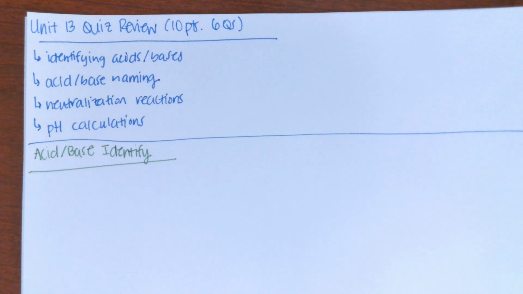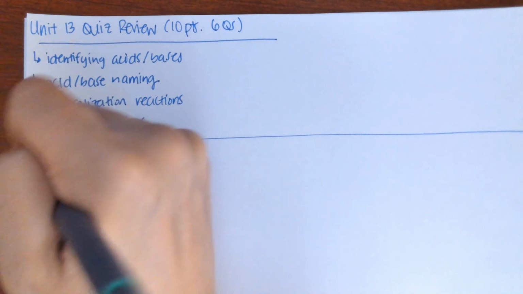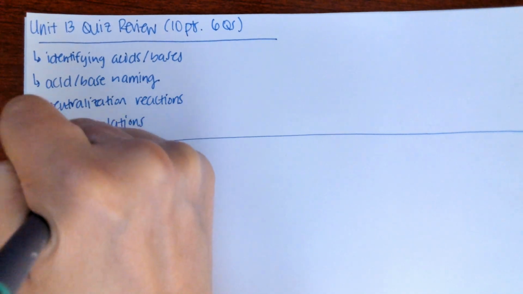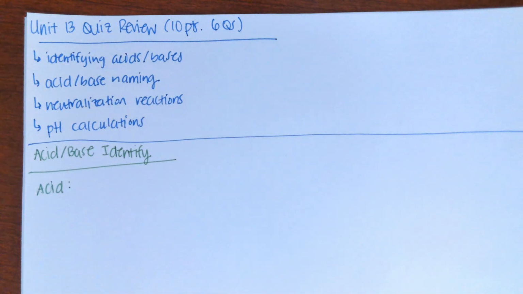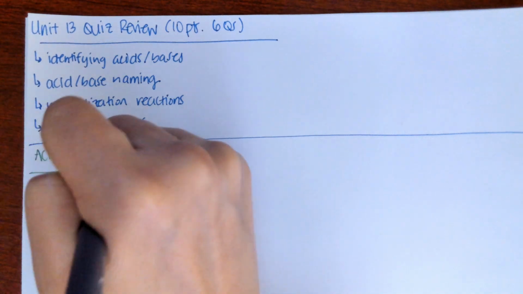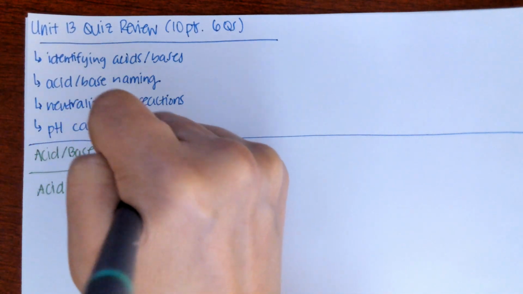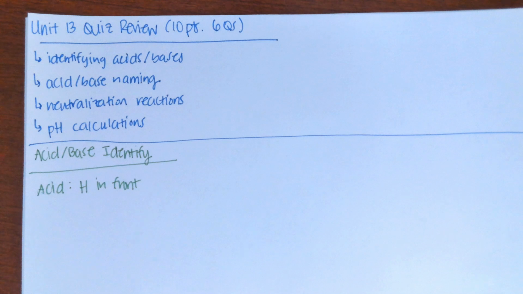So with identifying acids and bases, this is just a small portion of your quiz. Basically, I give you a formula, and you say whether it's an acid, or it's a base, or it's a salt, which is neither one of those things. All right, so we have an acid. How do you tell if a compound is an acid? Hydrogen. It has hydrogen where? In the front. H in front. So whenever you see HCl, it's an acid. HBr, it's an acid. HClO3, it's an acid. Any H in front, it's an acid.